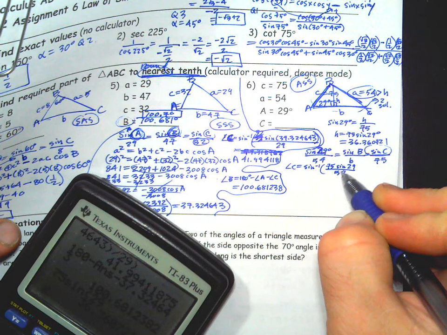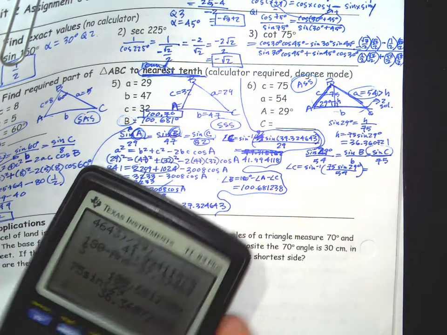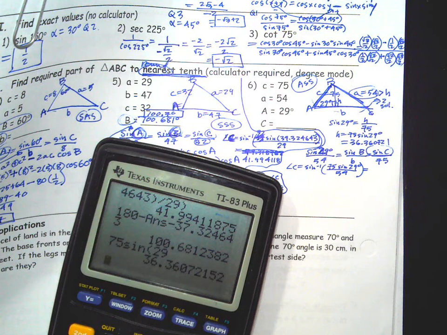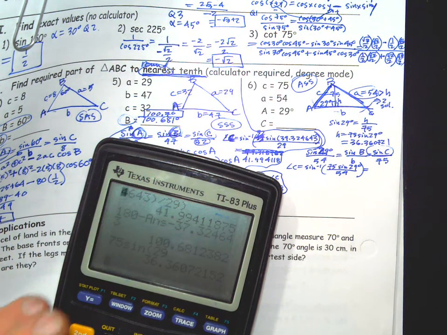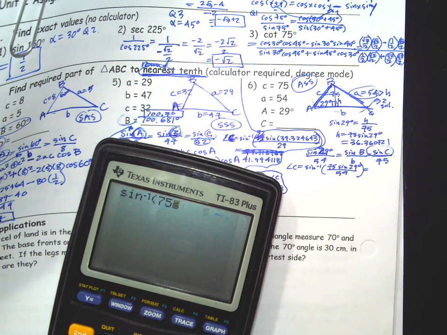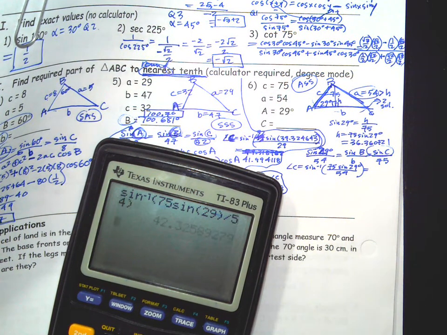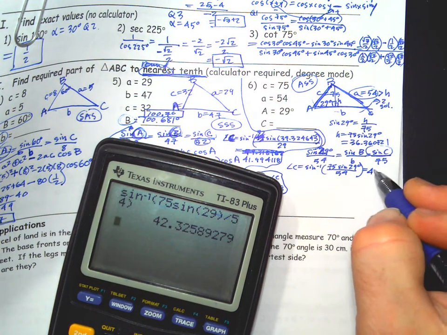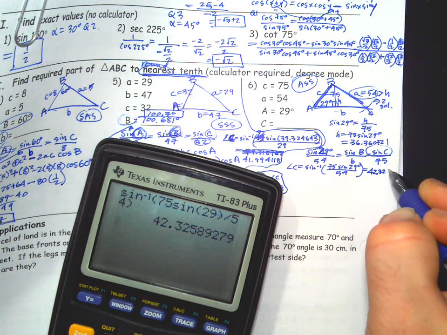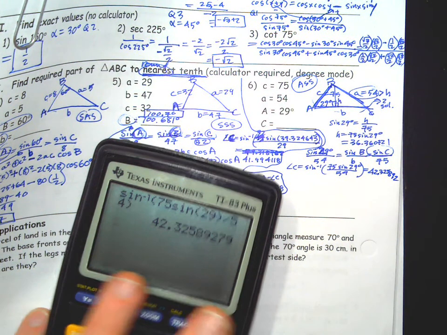So I want you to write this down because some of you guys aren't good at using your calculators yet. And this would tell me, well, at least you know what you're doing other than you just don't know how to use your calculator, I guess. Inverse sine of 75 sine of 29 close parentheses divided by 54 equals 42.325892. Okay, that's actually one of our answers.